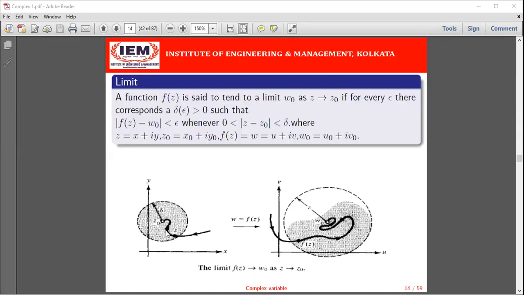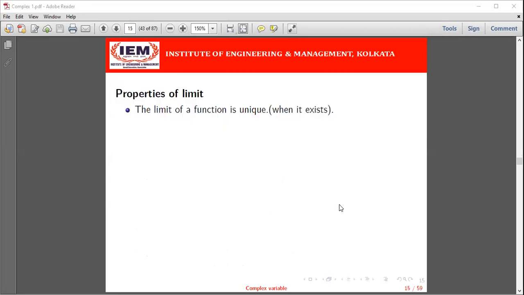So that means we are varying the value of z here. For that, if the corresponding functional values lie inside that kind of circle, then we'll say that the limit exists. Otherwise, the limit doesn't exist.